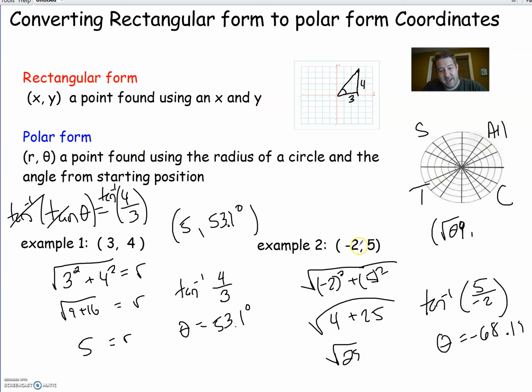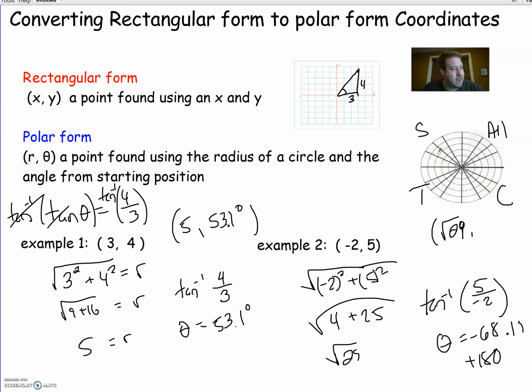Now, I forgot this was a negative. That's what made me think here. So that means that tangent is negative in both the second and the fourth quadrants. Now, I got an answer that happens to be in the fourth quadrant, but that's not the quadrant I want it to be in. So I'm going to have to add 180 to that. Adding 180 gets me the same answer in the second quadrant.